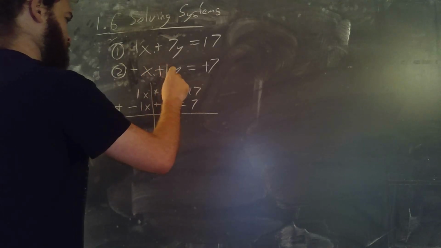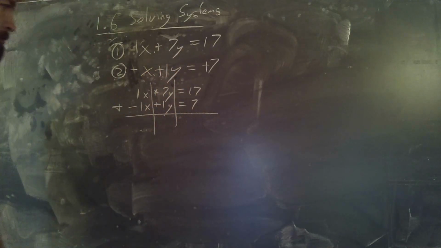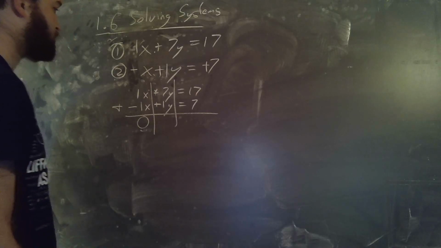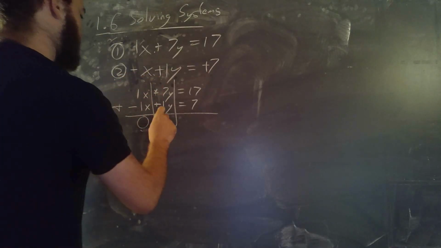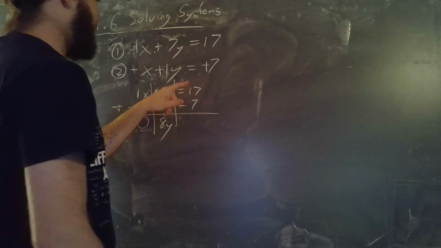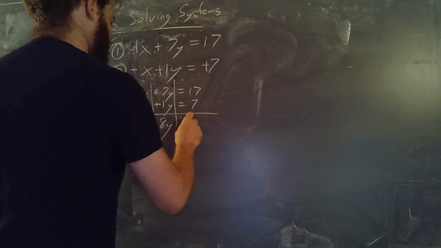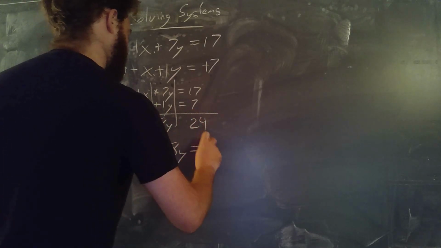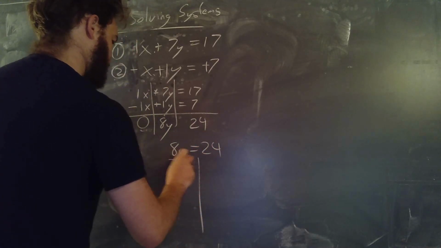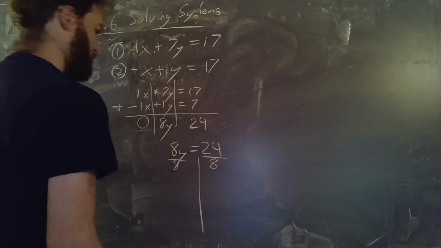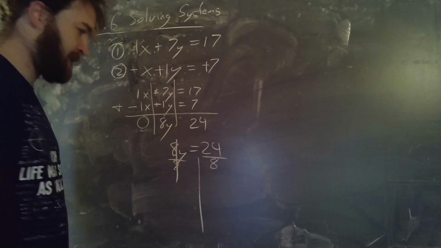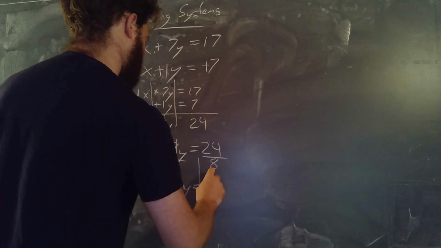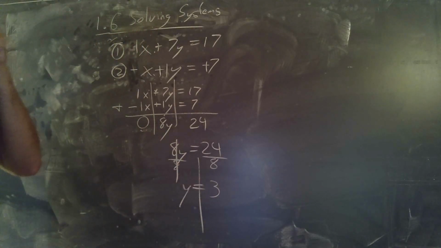Remember, this is like 1, 2, 3 addition problems. So positive 1 plus negative 1 is just 0. 7y plus 1y is 8y. And then 17 plus 7 is 24. So what we actually have here is 8y equals 24. And then if I divide both sides by the number in front of y, that cancels the 8. Remember, canceling by division makes a 1, so we'll have 1y equal to 24 divided by 8, which is 3.